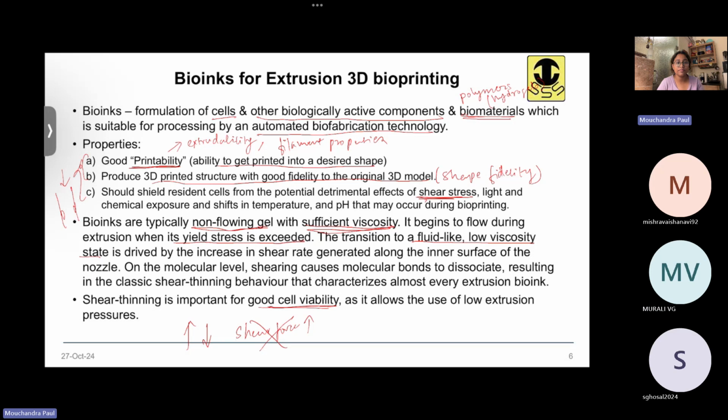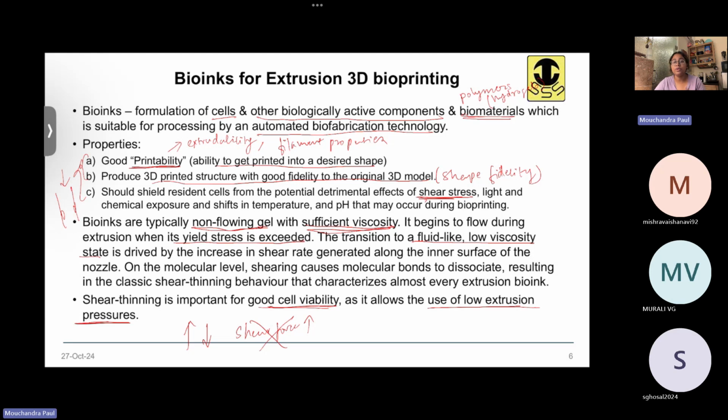Yes, ma'am. Any? Also, shear thinning fluids allow the use of relatively low extrusion pressures, which you can't do if you don't use a shear thinning fluid. There is another kind of fluid called shear thickening, which is the complete opposite. Shear thinning fluids are the main type of fluids used for making bioink.